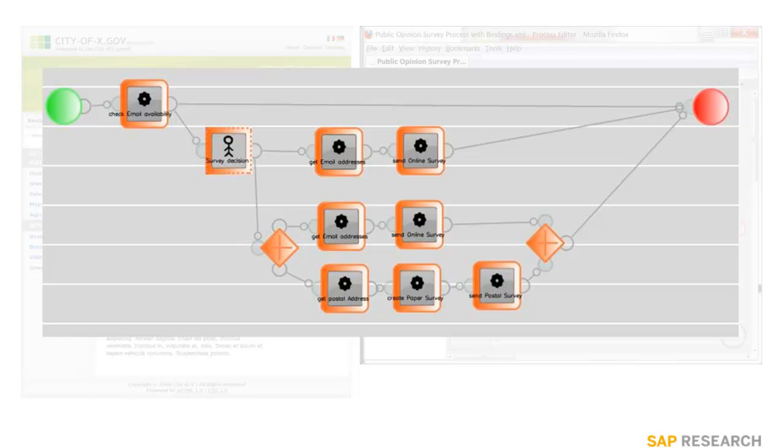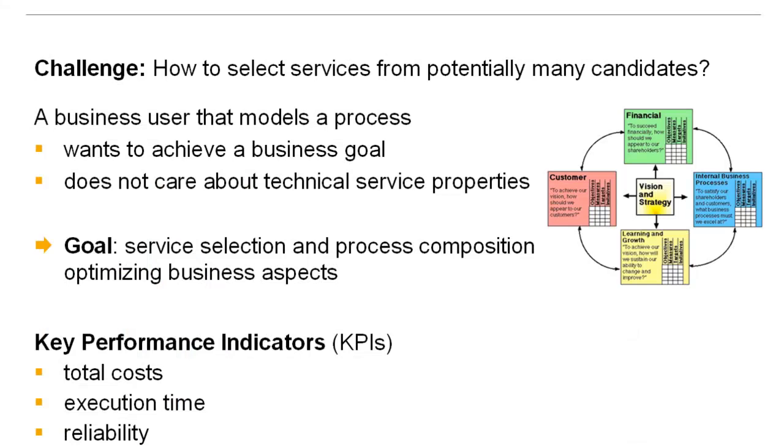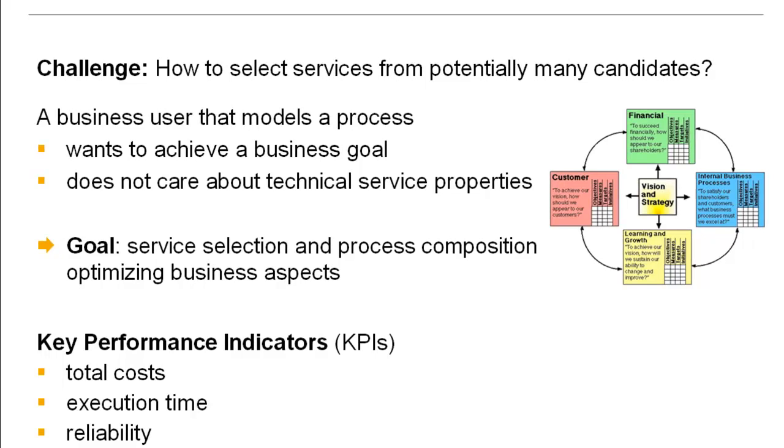First, you define the process as a graphical model. Then you implement the different process activities by selecting appropriate web services. For example, you can use a postal service to send the survey to the citizens. But in a web of billions of services, each activity in the process can be fulfilled by a number of competing services. And, as a business user, you want to select services that meet your concrete requirements and preferences.